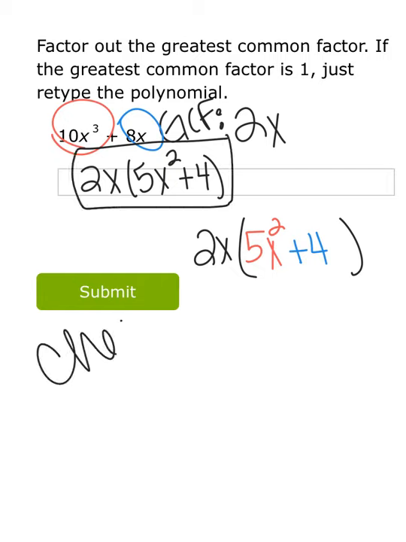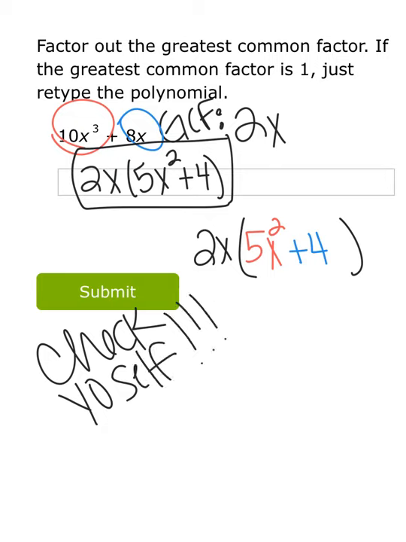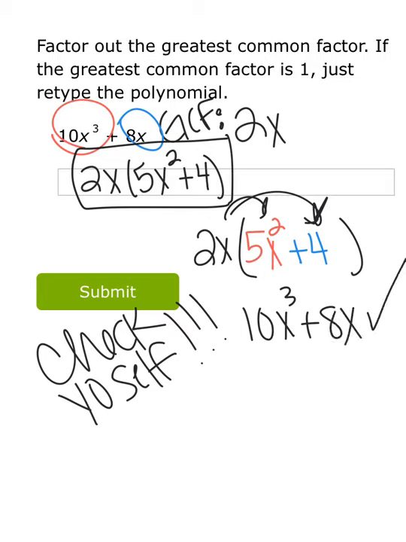But wait, you can always check yourself. Distribute this back out and make sure you get what you started with. So if I were to multiply this back out, I know that 2x times 5x squared is 10x cubed, and 2x times 4 is 8x. So that is what we started with, so we know, yay, we did it correctly. Woohoo!